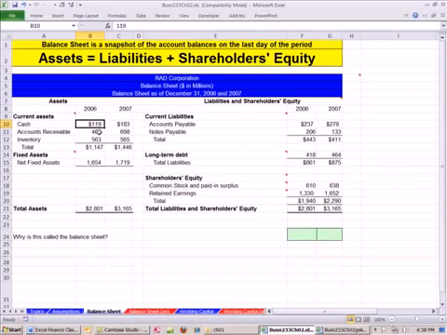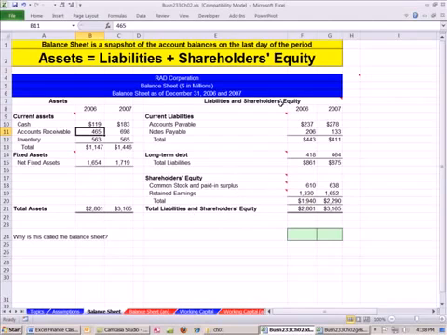Right? An example of a change that might not be so good: imagine if accounts receivable went up, ballooned massively, much more than your sales. That could mean something like you're not collecting your accounts receivable, and that could lead to trouble. All right, assets: current assets, fixed assets, and then total.